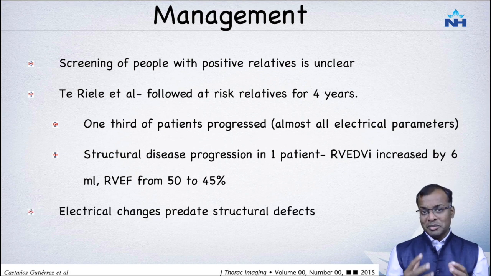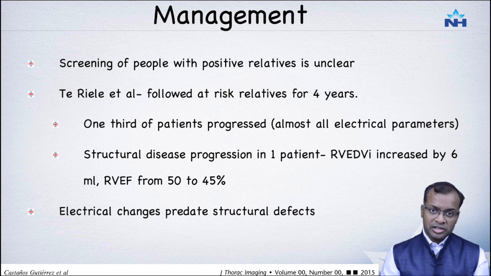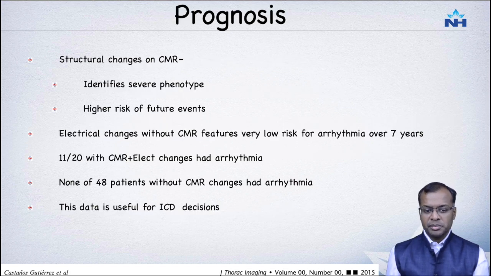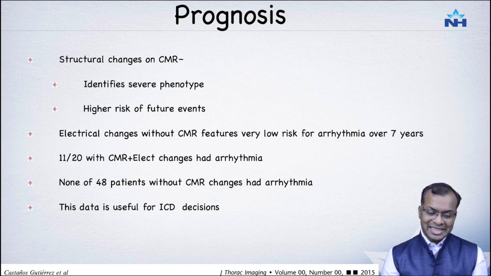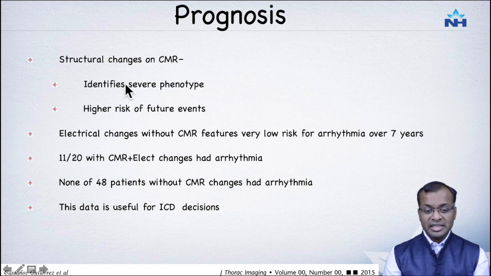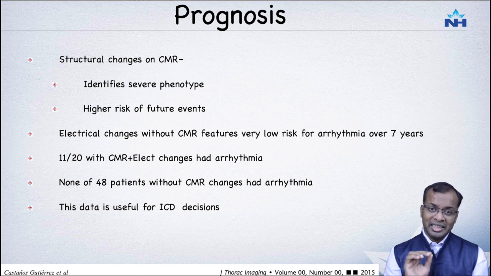So what this basically means is that electrical changes of ARVC predate structural changes. Okay, so if you're seeing electrical changes versus structural changes, electrical changes are likely to come much earlier than structural changes in these patients. In cardiac MR, these structural changes are what we are seeing. Therefore, if we see these structural changes, we straight away know that these patients are of a severe phenotype and are likely to have higher event risks in future. So that is a very, very important part when it comes to prognosis.